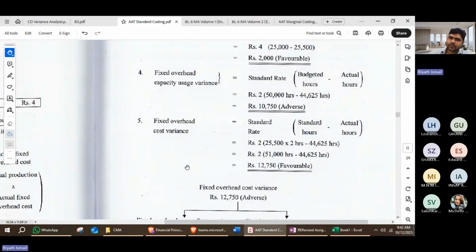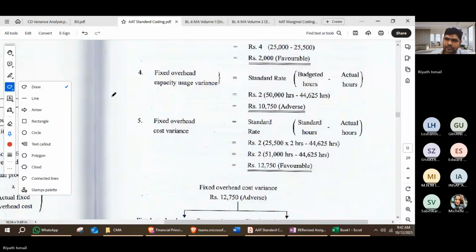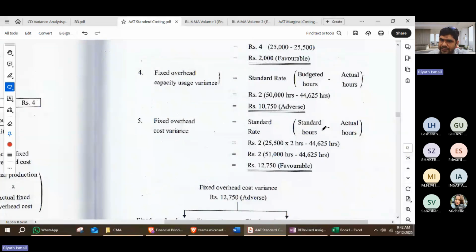Fixed standard cost overhead cost variance. Here, standard hours. It's given 51,000 hours. So they are comparing standard and actual. Standard was 51,000 and actual hours 44. It's favorable, right? So this is 12,000 cost variance.